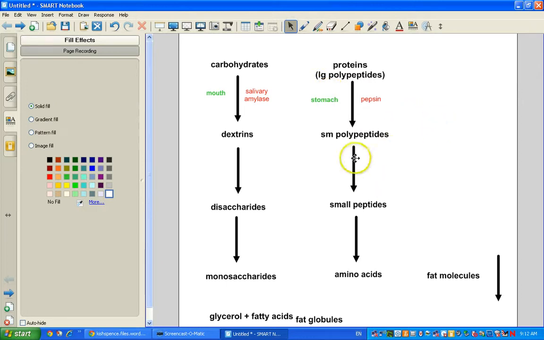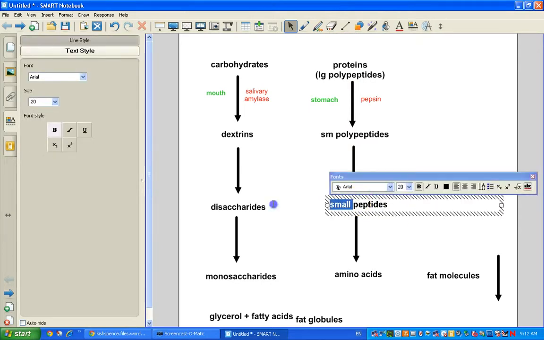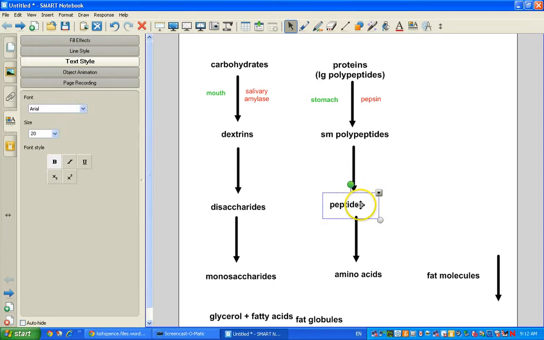Okay, so something happens further along that will break them down into peptides. We can change that to be peptides. It makes a little more sense. Let's call them peptides. Either's fine.